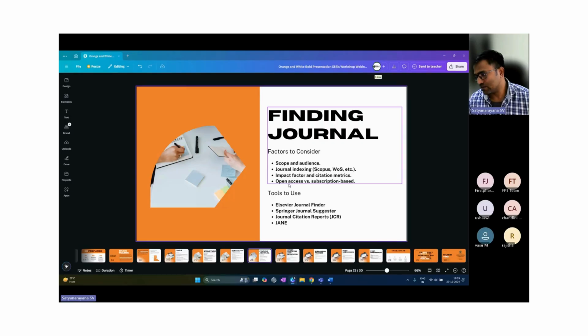Then whether this is open access. Open access means you must pay. You need to pay the money. Then only it is freely available for the people. And another thing is the subscription model.